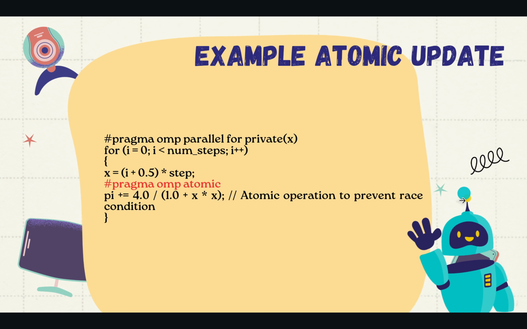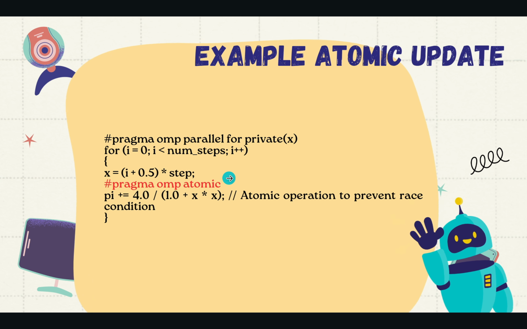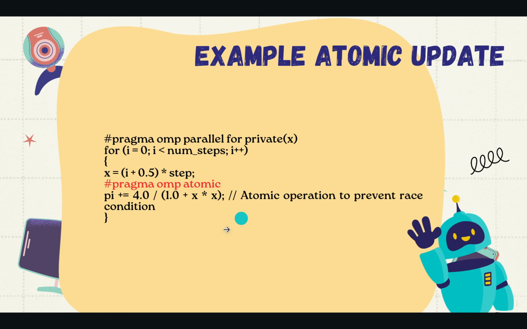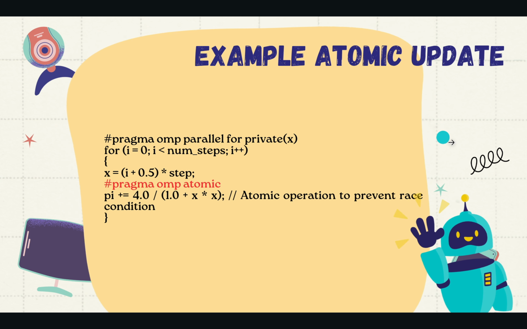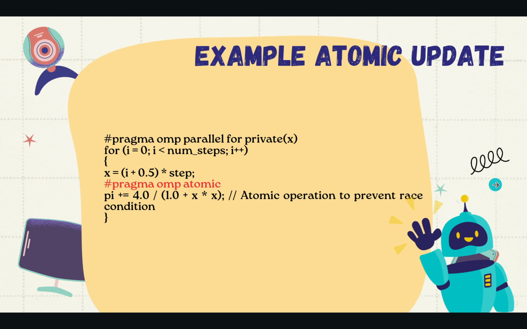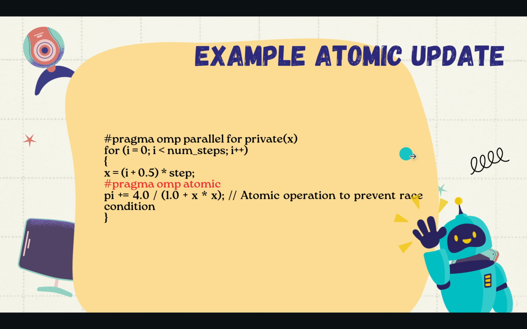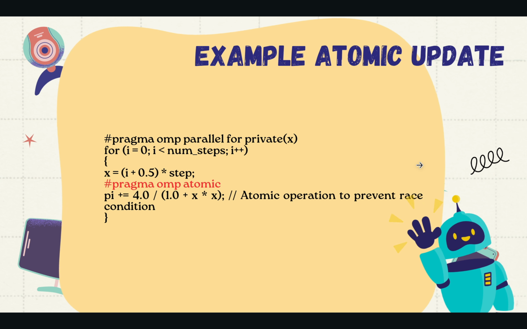As you can see, we added the line pragma omp atomic before the pi increment. This will prevent multiple threads from updating the value at the same time, which could lead to a misleading or incorrect answer.